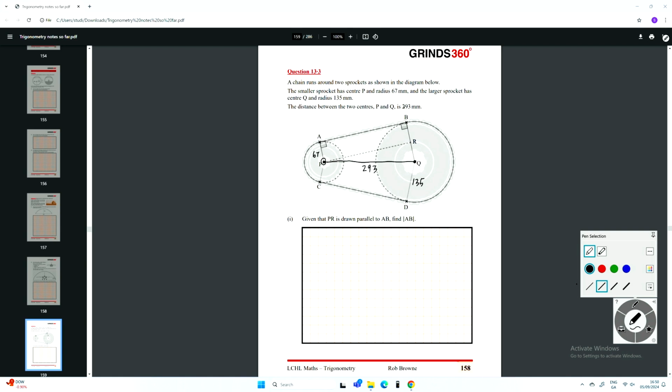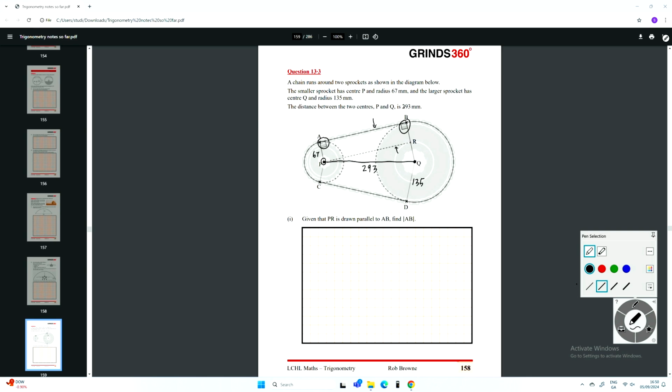Okay, so that's the information we're given. And it says, given that POR is drawn parallel to AB. So this dotted line here, POR, is parallel to that one. Now notice that these two right angles are marked here and here. The alternative way to think about that is that, remember, that line segment AB is a tangent to both circles.